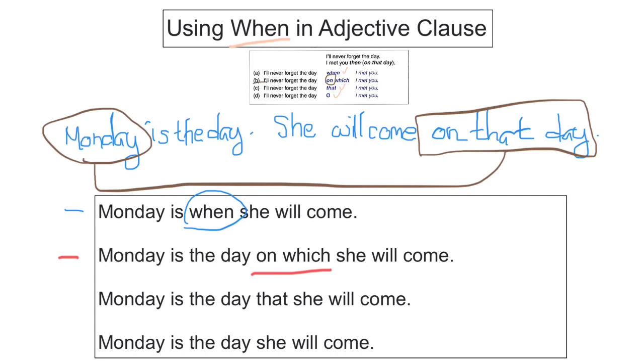In the third example, we use that. So the sentence will be, Monday is the day that she will come. In the fourth example, we don't use when, on which, or that. So the sentence will be, Monday is the day she will come.